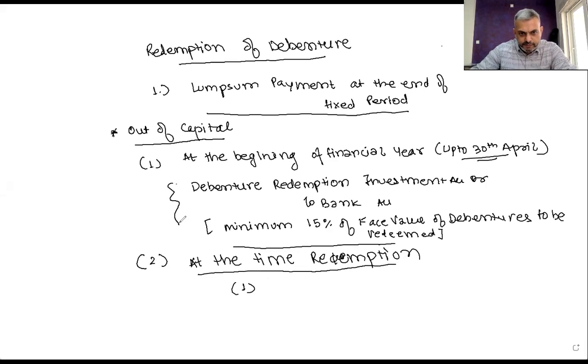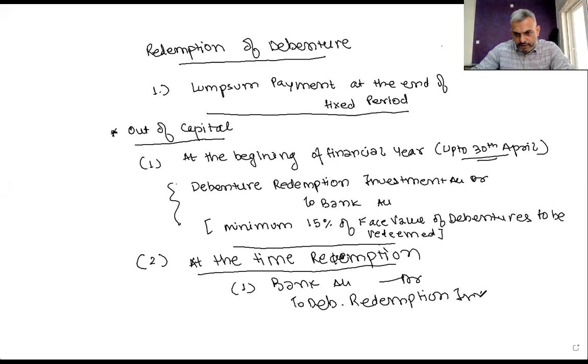first thing is we sell these investments. So bank account debit to debenture redemption investment account. So first entry is we sell them. Please write this.